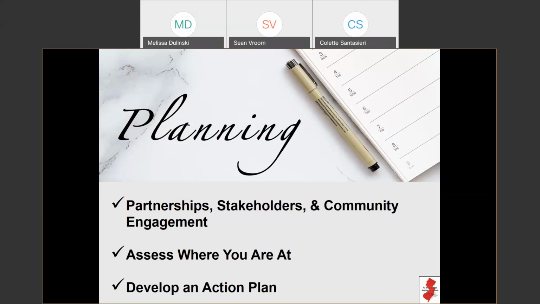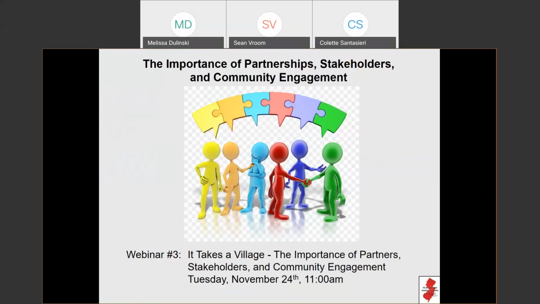There are a number of activities that should be initiated in the planning phase that will play important roles throughout your redevelopment process. Some of these activities include identifying stakeholders, forming partnerships, and engaging your community, assessing where you're at, and developing an action plan.